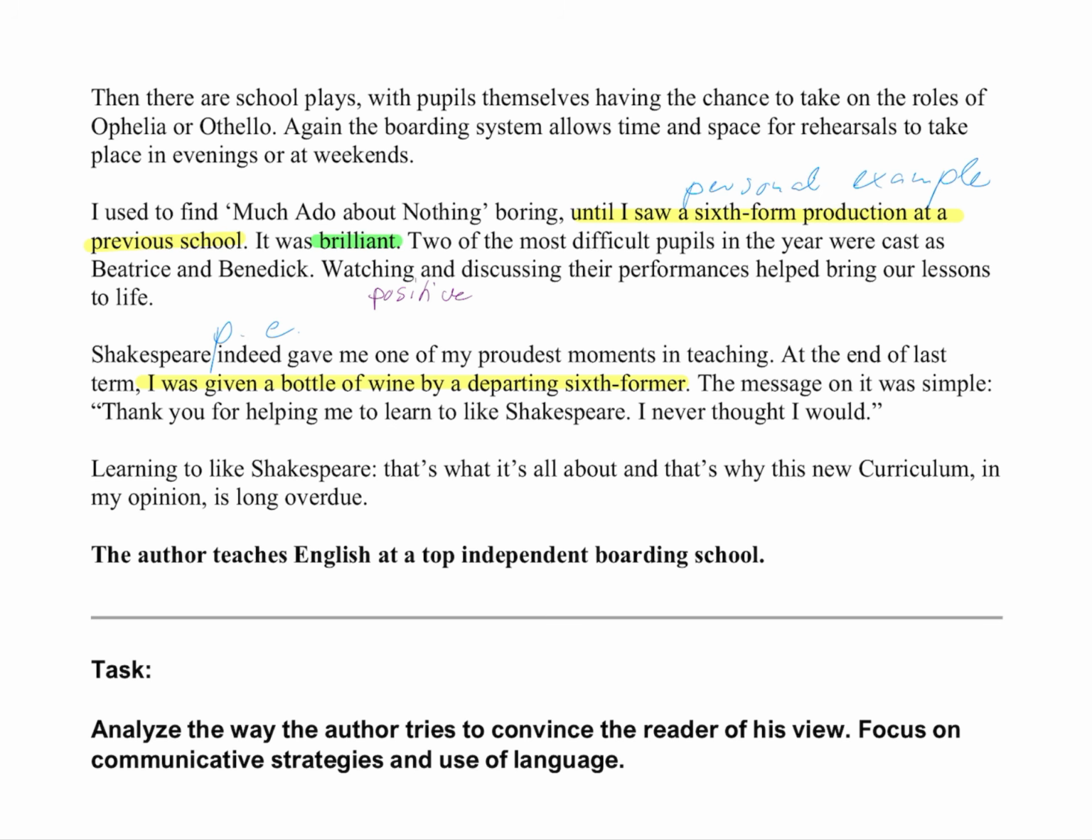And the last personal example, also very effective, where he says, one of my proudest moments in teaching was when he was given a bottle of wine and the message said, "Thank you for helping me to learn to like Shakespeare." Very effective use of this anecdote. It's just one personal example, but it really sticks with the reader.